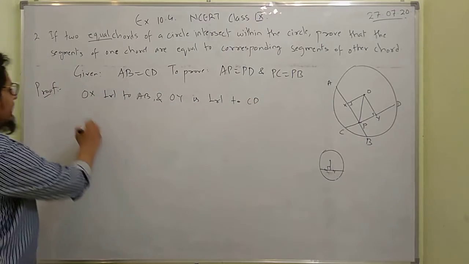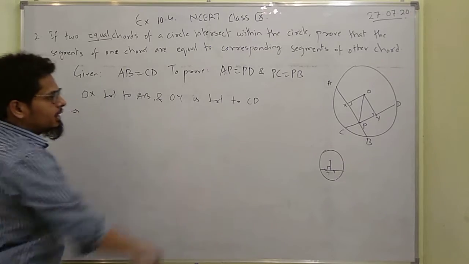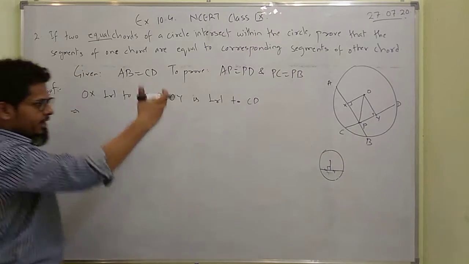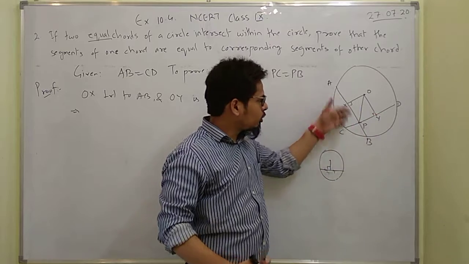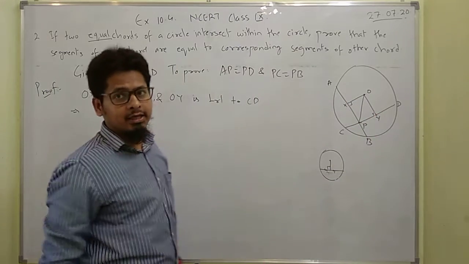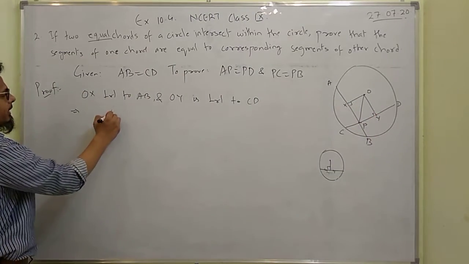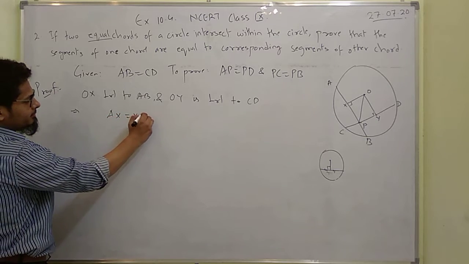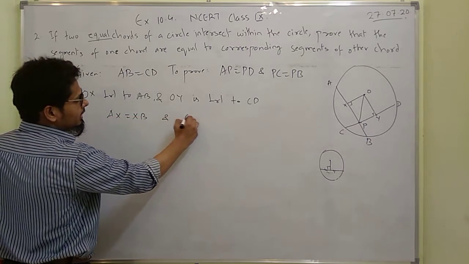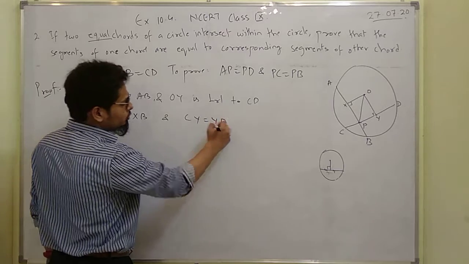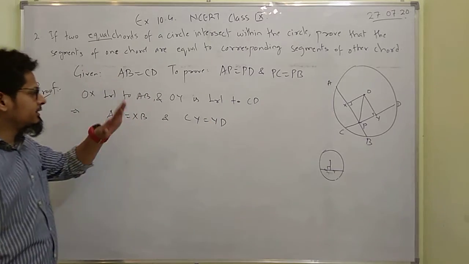Then, implying that, what will we get from this statement? We will get that the lines OX and OY, these will bisect the chords. It will bisect the chord, right? So you will get AX is equal to XB, and we will get CY is equal to YD. Clear? This thing is clear.